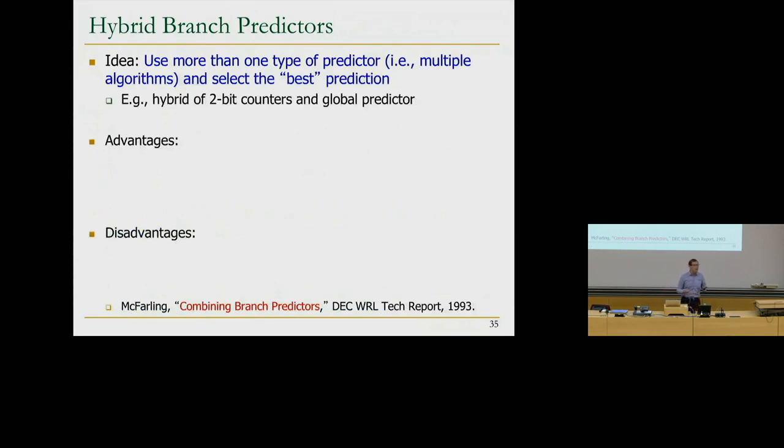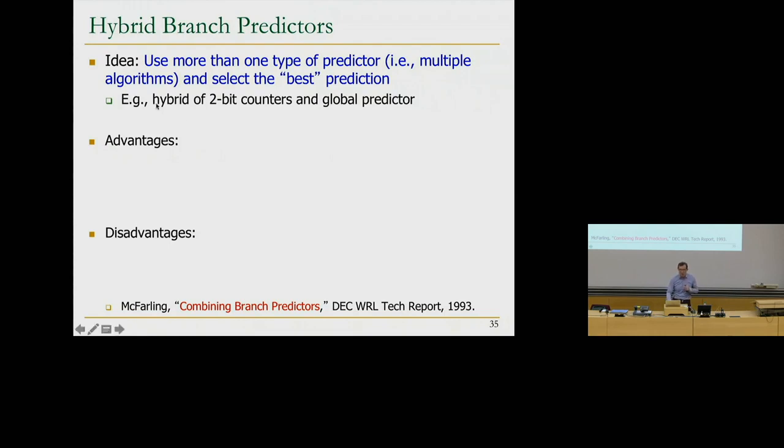What is the idea? Use more than one type of predictor, or use multiple algorithms. If you think of all of these different predictors, they're actually employing different kinds of algorithms, hardware algorithms. They're hardware optimized algorithms, but they're algorithms to actually predict branches. And use more than one of these algorithms and select the best prediction for some definition of the best, or for some prediction of the best. Now you need to predict which one is the best. There's another prediction mechanism that you need to employ for this, right?